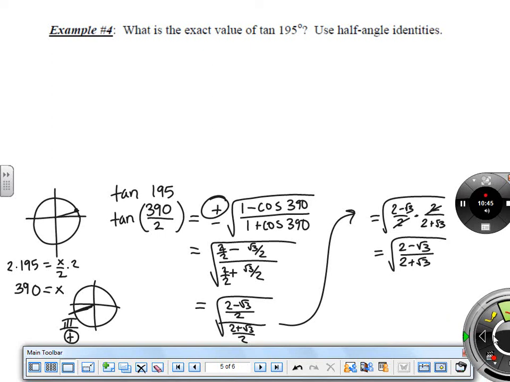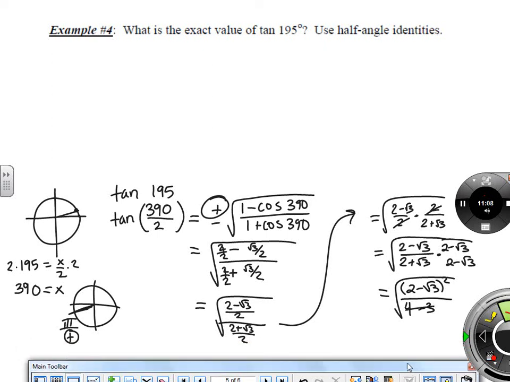So I'm going to go ahead and rationalize this by multiplying top and bottom by 2 minus rad 3 within the radical. So in the numerator, that's going to give me 2 minus rad 3 being squared. And then in the denominator, if you multiply this out, you get 4. The middle terms will cancel, minus 3, which is just 1. So the square root of a perfect square is just going to give us 2 minus rad 3. Okay.